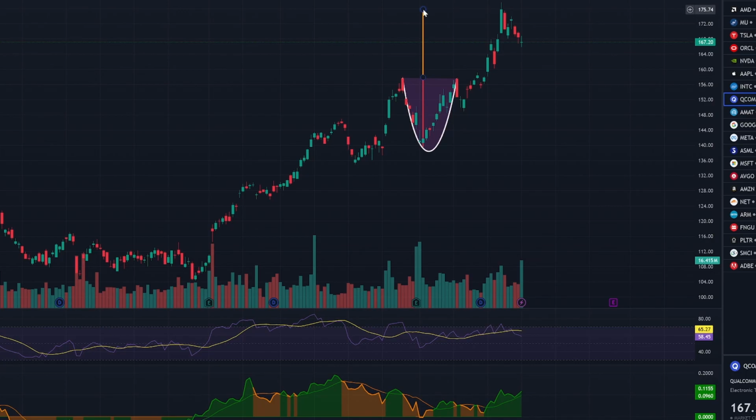It gave us a target of 175.74, and Qualcomm achieved the target, and then started coming down. So this is another good example of a cup and handle pattern coming true.